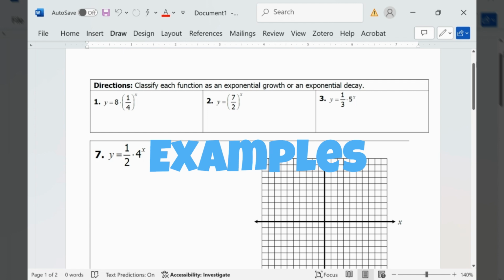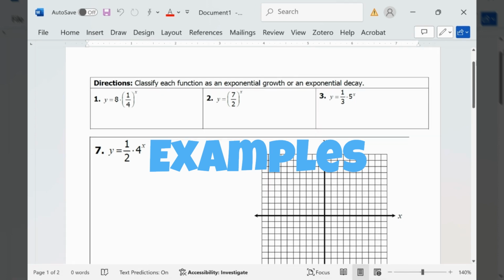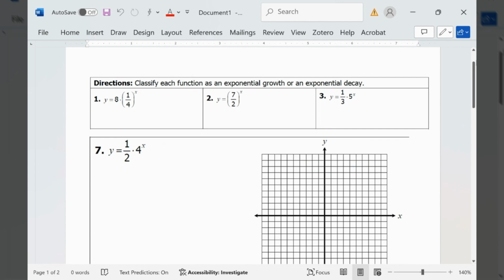Here we go. So, the first part here is classify each function as exponential growth or exponential decay. As we do, let's do a recap, okay? I mentioned in the previous video that the formula is y equals a b raised to x. But when the b is greater than 1, the answer will be growth.